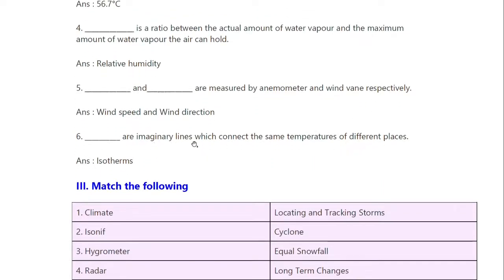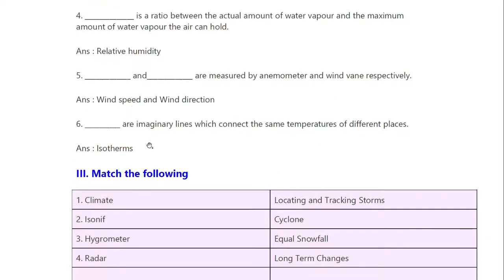Next, dash are imaginary lines which connect the same temperature of different places. So, the isotherms are the imaginary lines. Different places with the same temperature are connected by imaginary lines, which are the isotherms.